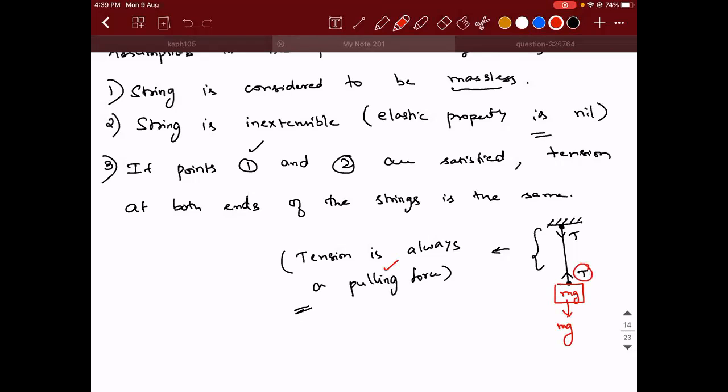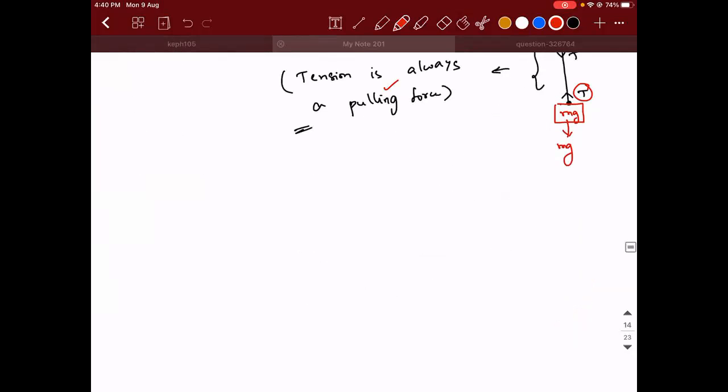So what is the string trying to do? Is it supporting, is it pushing the block, or is it pulling the block? What is the difference between pushing and pulling? By looking at the diagram, how will you say something is pulling or pushing? Sir, if the force is acting along the same direction, it is pushing. Sir, if the object is moving away from the source of the force, then it's pushing. Away from the source of the force.